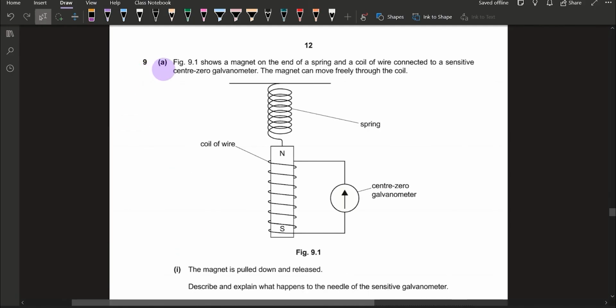Question number 9. Part A says figure 9.1 shows a magnet on the end of a spring and a coil of wire connected to a sensitive center zero galvanometer. The magnet can move freely through the coil. You can see the magnet here. And this is the center zero galvanometer, and these are the springs.